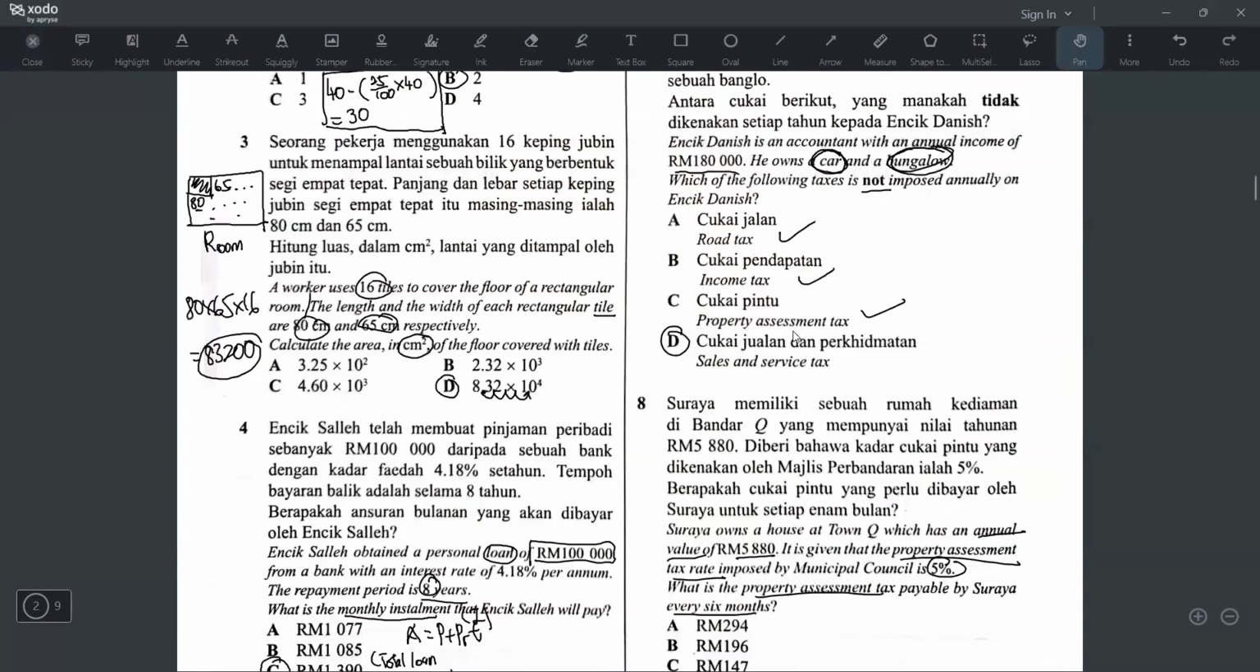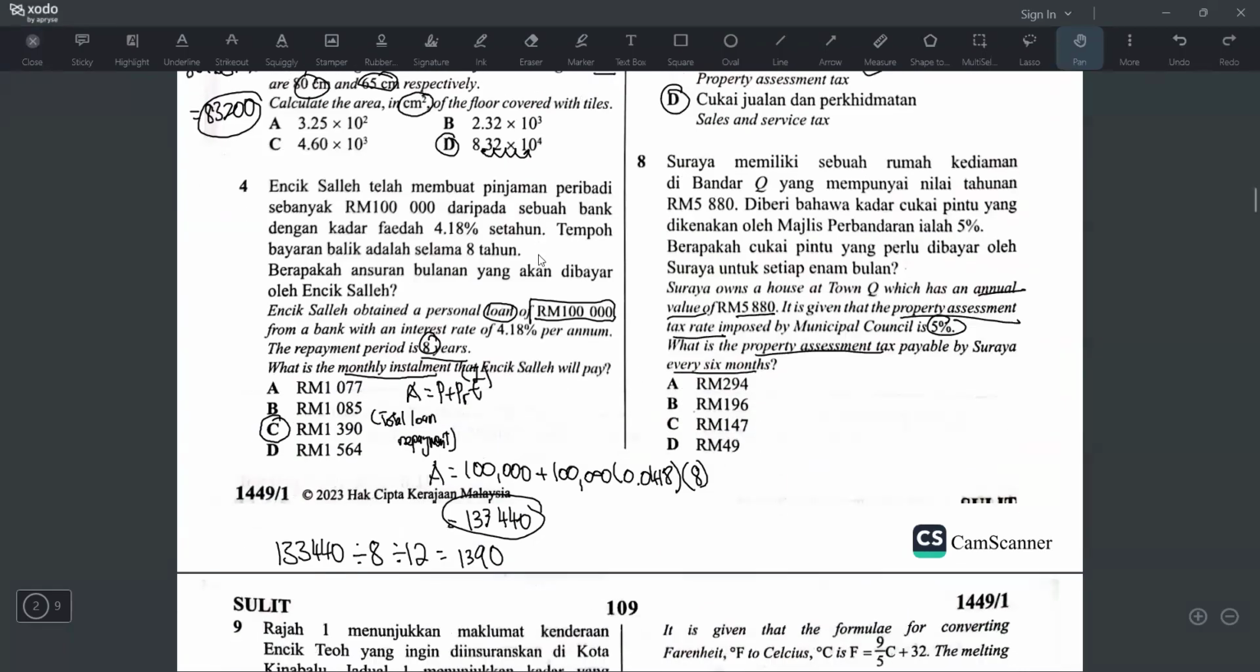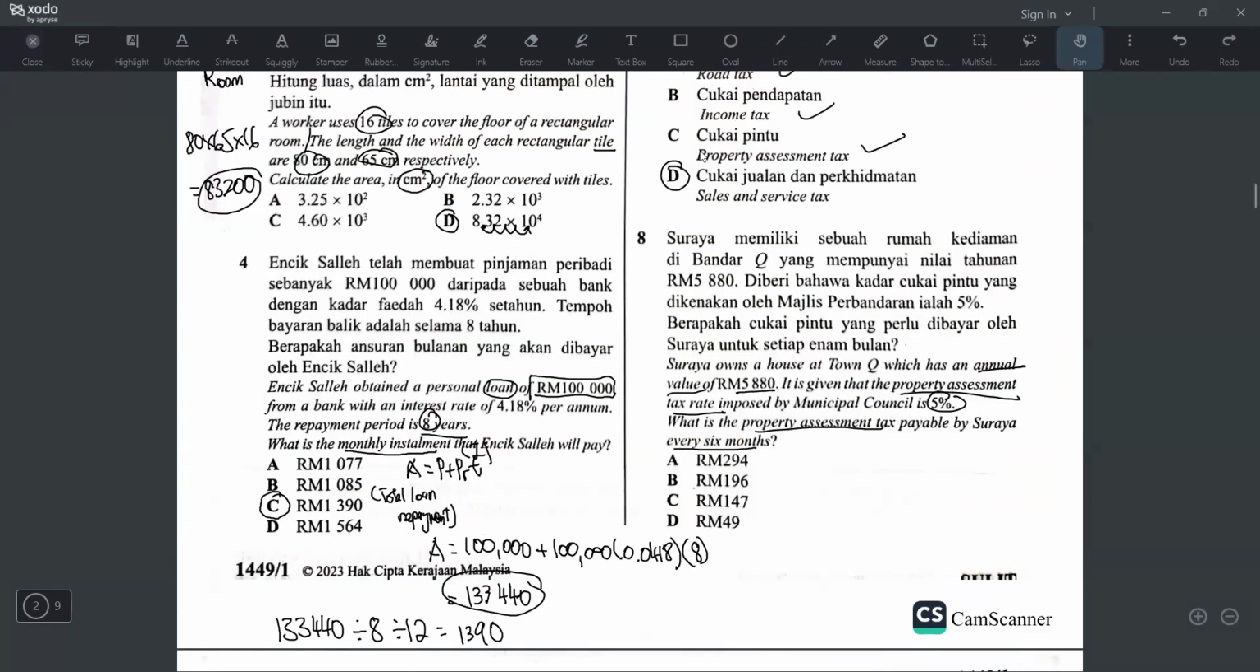So the last question also, I talked about cukai pintu, right? So cukai pintu is cukai yang siapa kena bayar? Yang orang yang ada rumah. Orang yang ada rumah bayar. Okay, so how do we find the cukai pintu?